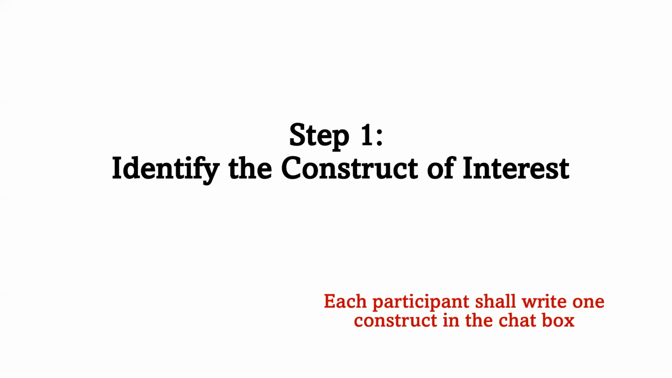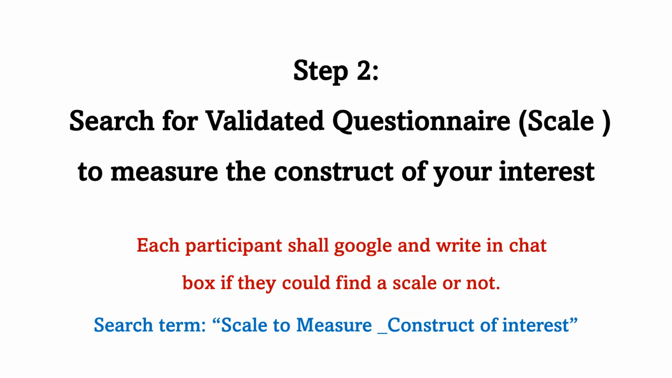Now, whatever tool, whatever construct you have typed, all of you please go to Google and type that construct and look for a scale. Is there any scale available or not? Maybe in any other stream. It may not be in health, but maybe in any other stream. Rajat is writing happiness. So please go to Google, write that construct in Google and see if you have found something or not. Please do that.